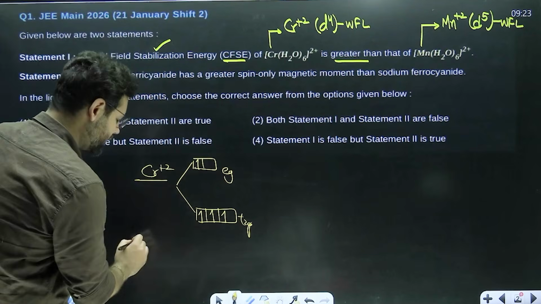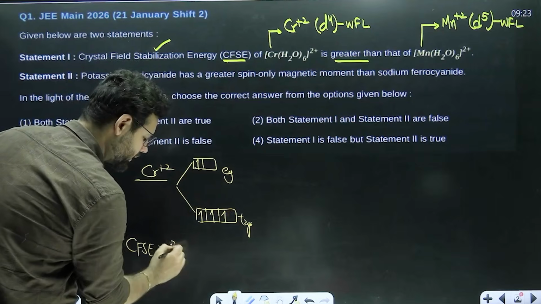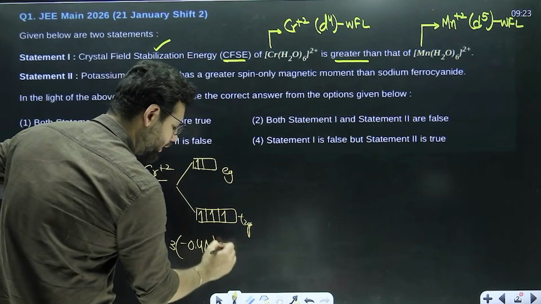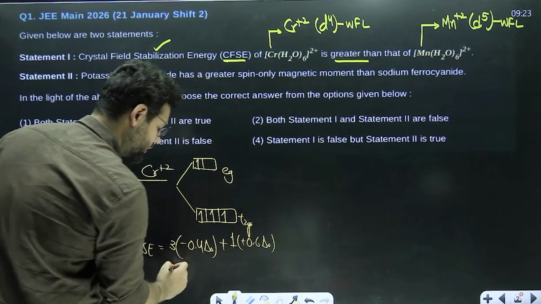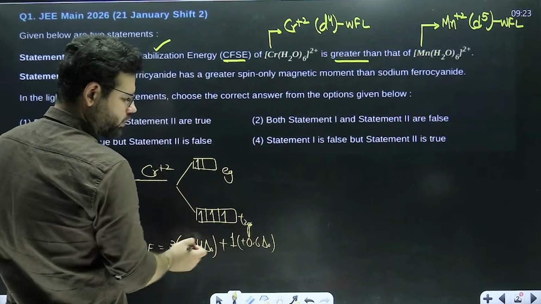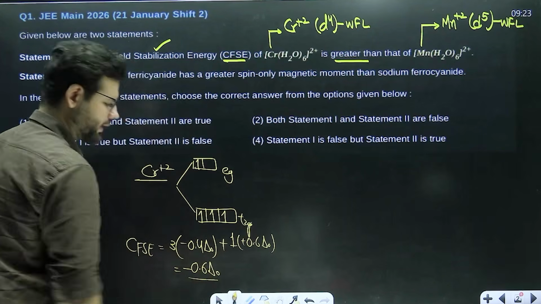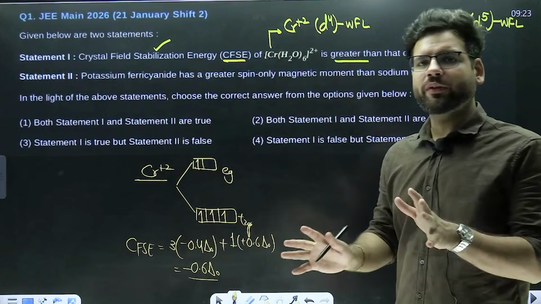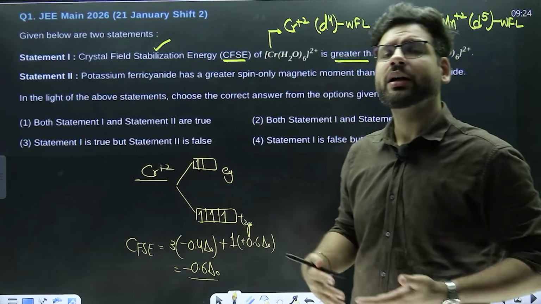This will give you a CFSE value of: 3 electrons are sitting down at a level of minus 0.4 delta naught, and 1 electron is sitting up with the value of 0.6 delta naught. So this gives you minus 1.2 plus 0.6, minus 0.6 delta naught. It has minus 0.6 delta naught CFSE. Okay, magnitude only we talk about. Minus just represents the amount of energy released.